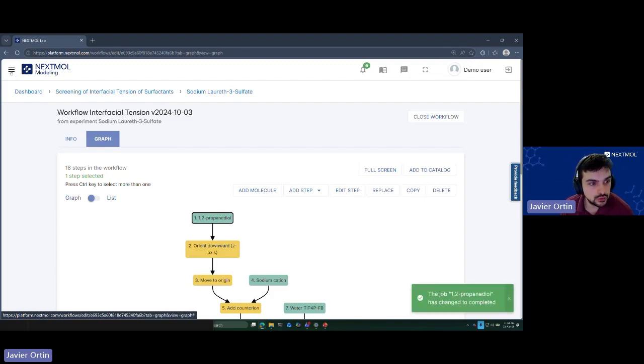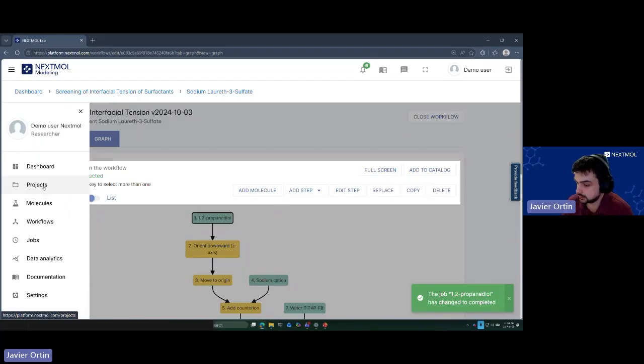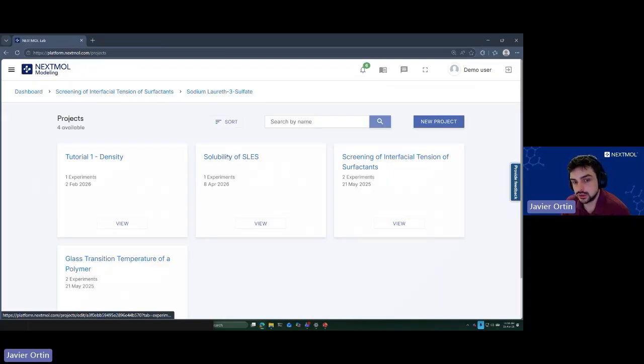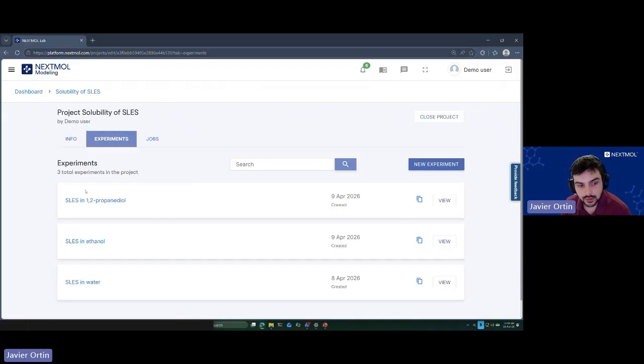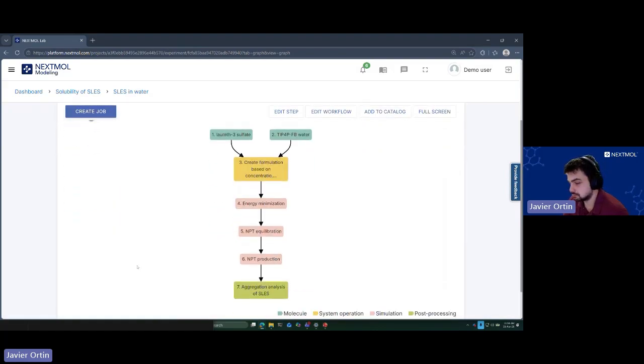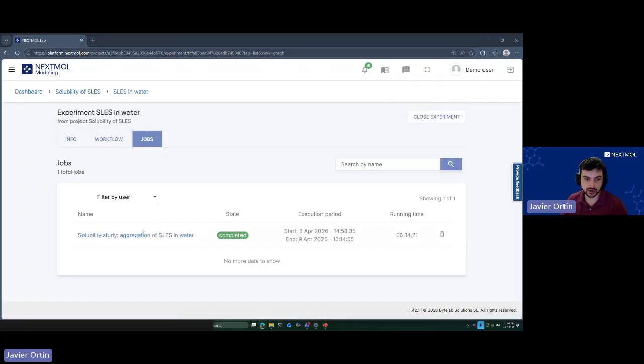Then what we can also show is the other project that we displayed in the talk, and this is the calculation of the solubility of species. So in this case, we can go back to the projects, and we can click on solubility of SLES. Here we have different projects in which we are changing the solvent in which we do this study. So we can click on SLES in water, and here you can see a much simpler workflow in which we fill a simulation cell with our surfactant and with water. Then we run the simulations and we extract the solubility parameter.